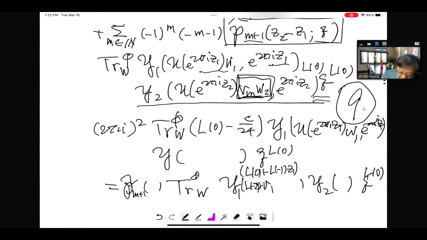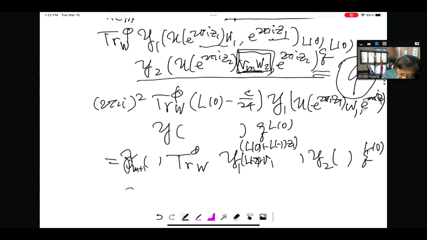So there are a number of terms. Also, there are these things, the Eisenstein series. Okay, so there are a number of terms. It's more complicated than the formula I wrote out. You can actually obtain this kind of formula.